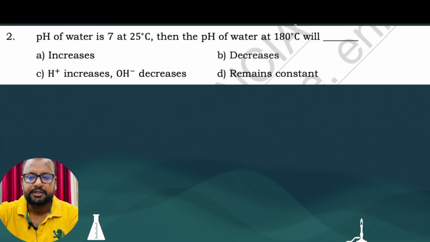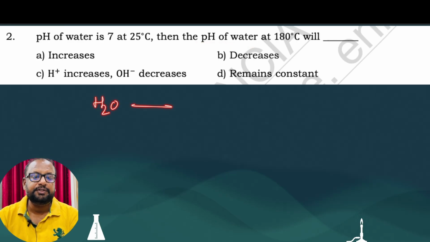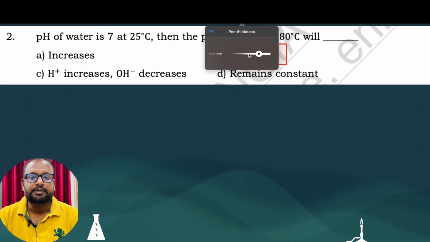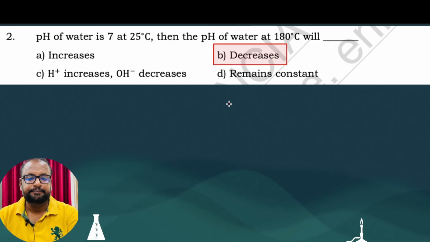What effect will raising the temperature have on pH? If temperature is increased, the extent of ionization of water increases, so more H plus ions will be formed. pH of the solution decreases. Answer for this question is option B. B is the right answer for this question.